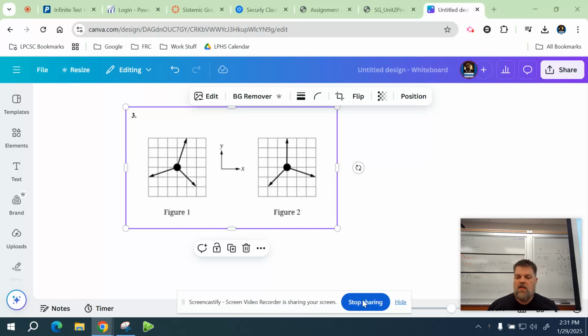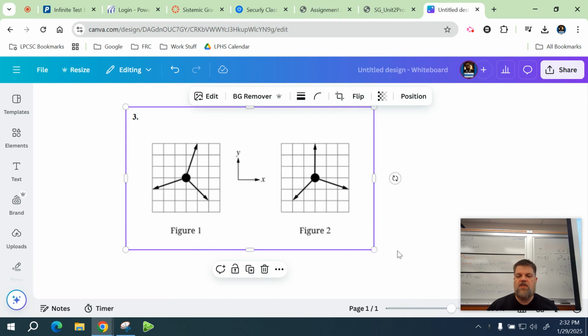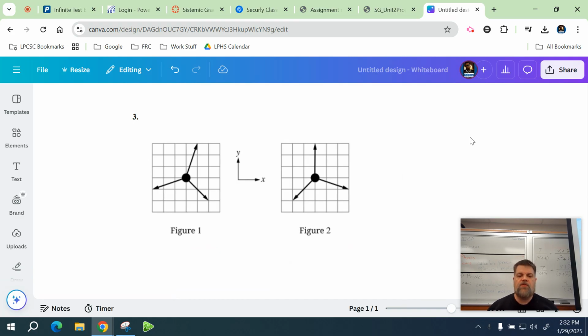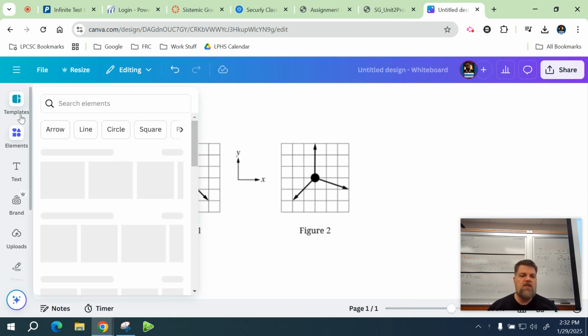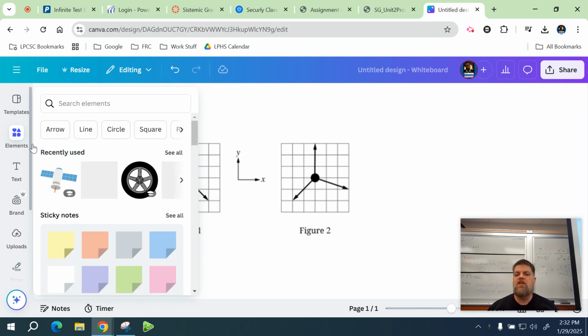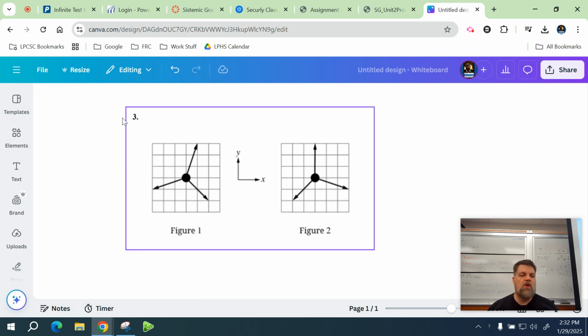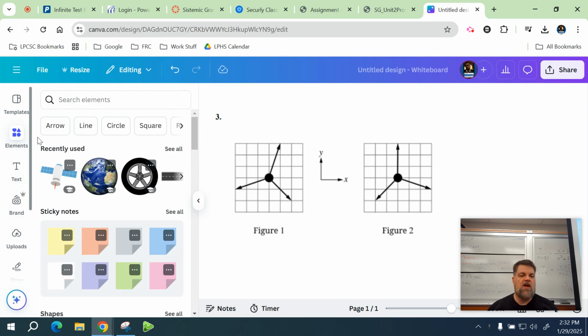All right. So we're comparing figure 1 and figure 2. It's the same object, but there is a change in the force. And these are force vectors. So the first thing that you need to do is determine both the x and y components of all the vectors and then add them up.